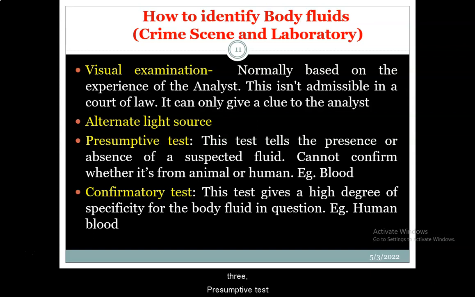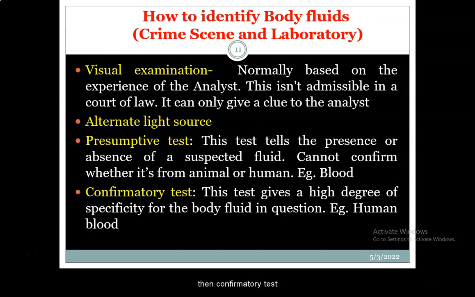3. Presumptive test. This test tells the presence or absence of a suspected fluid, but it cannot confirm whether the fluid in question is from an animal or a human source. Example, blood. So when you get blood, you first do this presumptive test, but it's going to tell you whether it is blood or not. It cannot tell you whether it's animal blood or human blood.